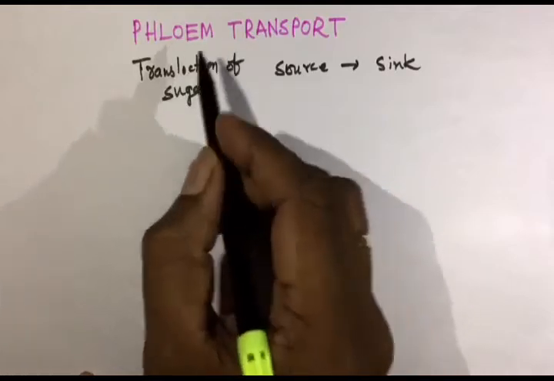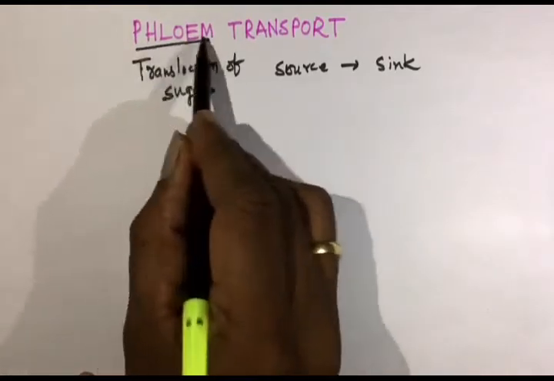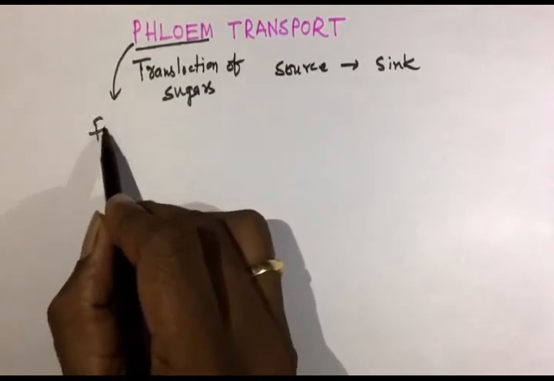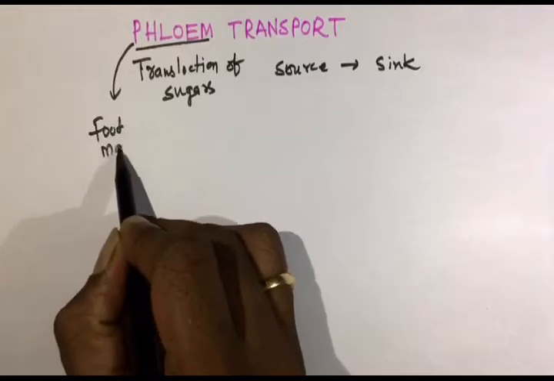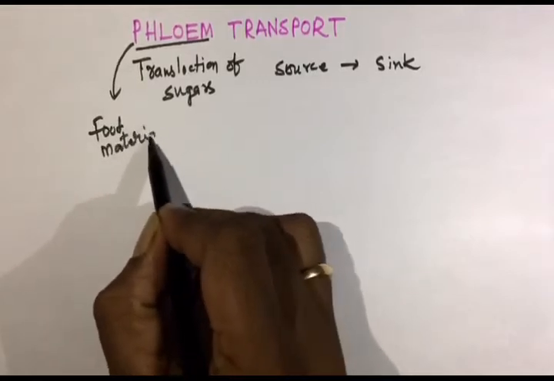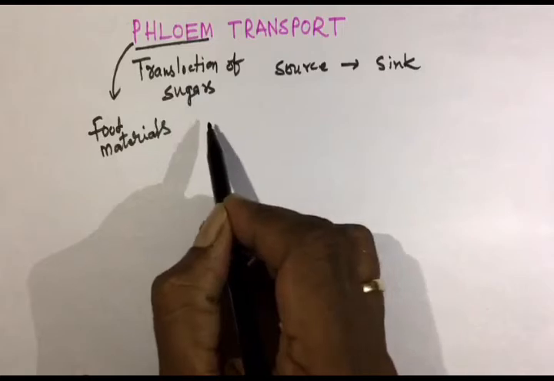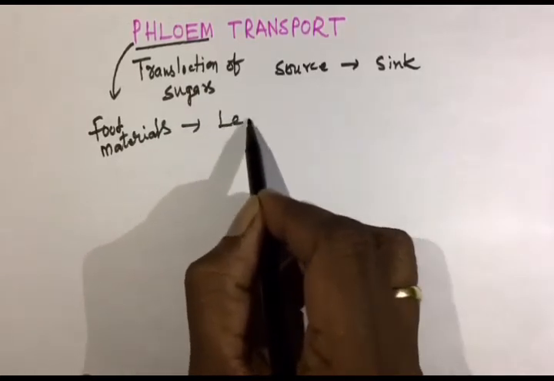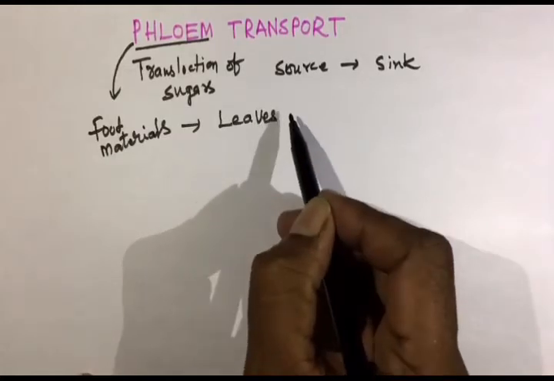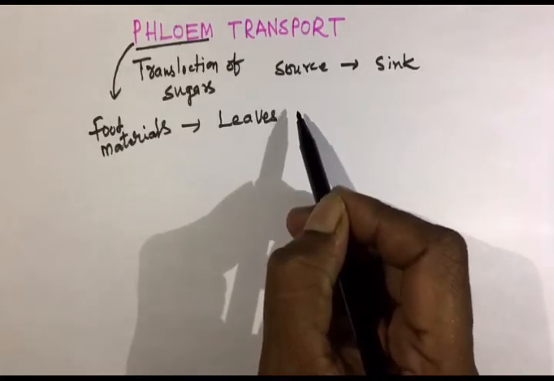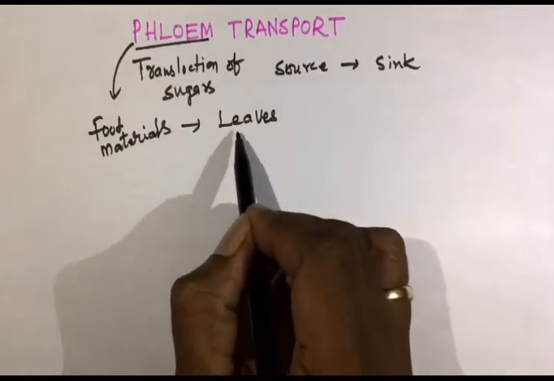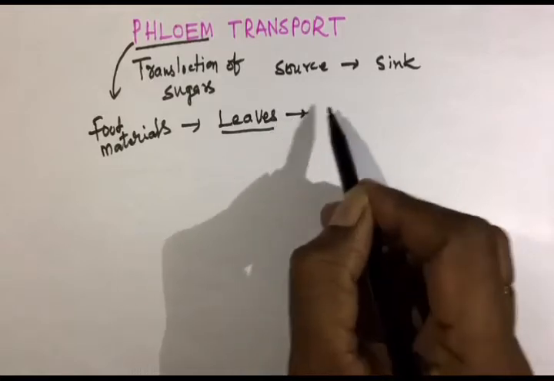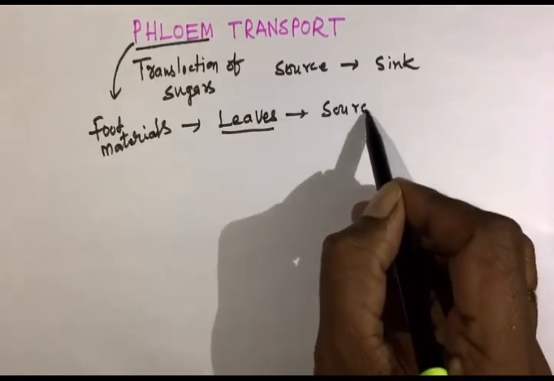As we all know, phloem within the plant is associated with the transportation of food materials. Within the plants, the food materials are prepared in leaves by a process called photosynthesis. So as food is prepared in leaves of the plant, these are called sources of the plant.